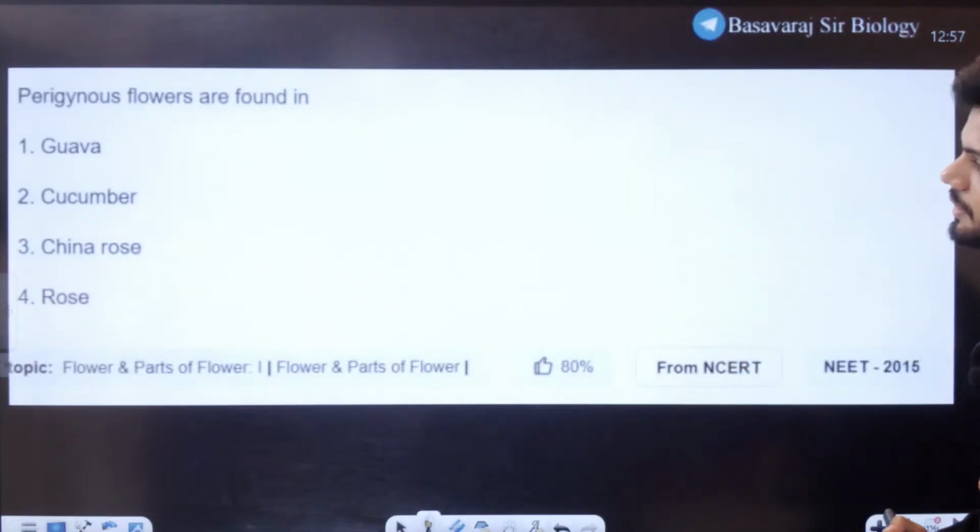Let me answer this question. Perigynous flower is found in. Perigynous. People pluck pink roses. People pluck pink roses. Right. So roses is roses.